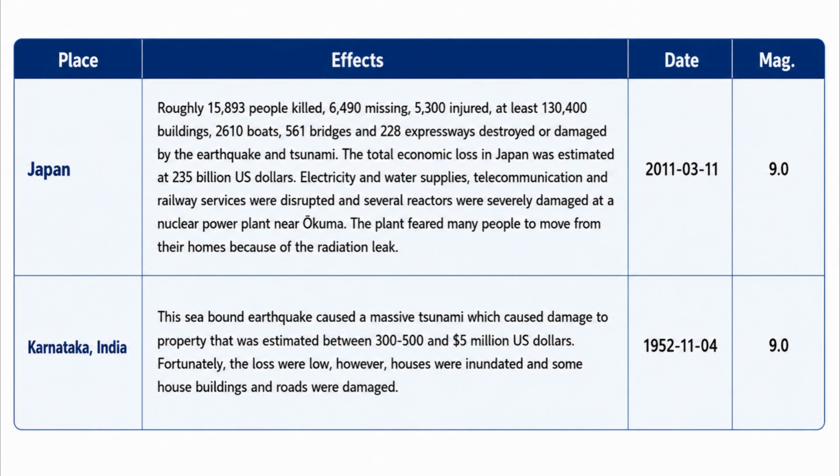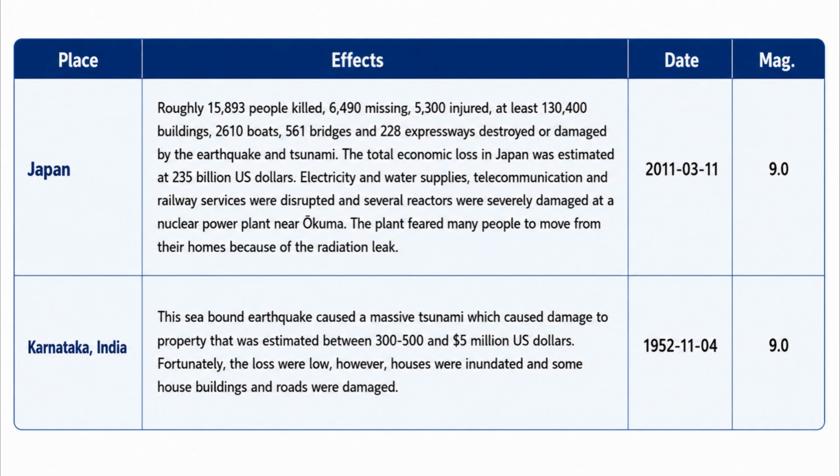In 2011 in Japan, roughly 15,703 people were killed, 4,650 went missing, 5,300 were injured. At least 32,400 buildings, 2,100 roads, and 56 bridges and 26 railways were destroyed or damaged by the earthquake and tsunami. The total economic loss in Japan was estimated at $309 billion.